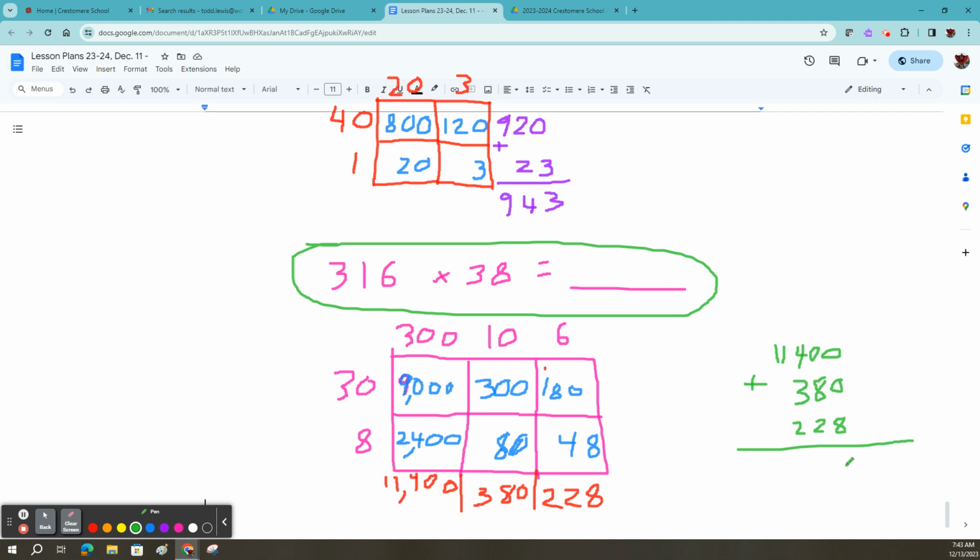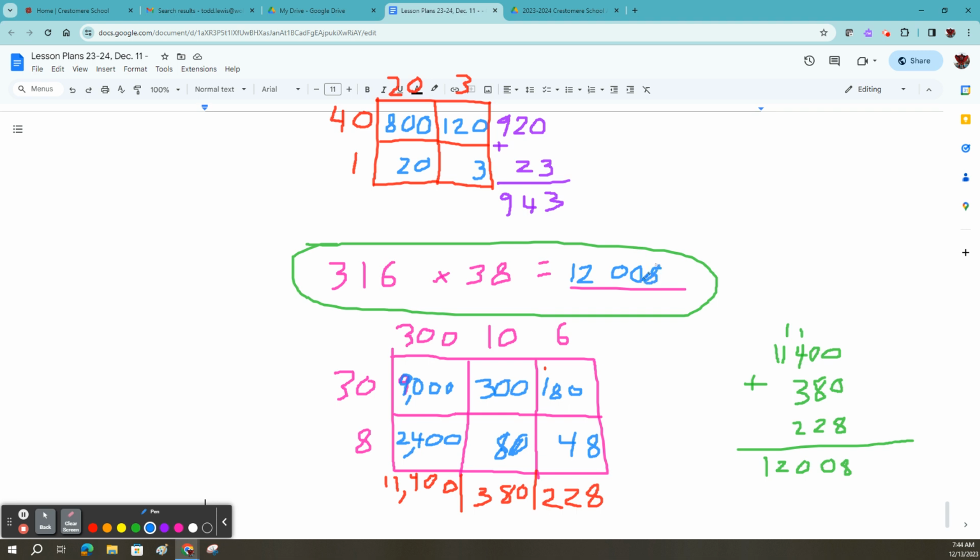Anyway, 0 plus 0 plus 8 is 8. 8 plus 2 is 10, so I have to carry a 1 up here. 1 plus 4 is 5. 5 plus 3 is 8. 8 plus 2 is 10. So I carry that 1. 1 plus 1 is 2. And 1 plus nothing is 1. Cool. So my product to 316 times 38 is 12,008.